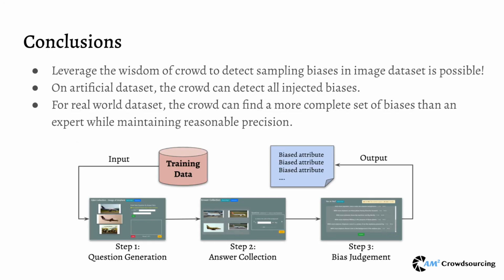In summary, it is possible to leverage the wisdom of crowds to detect sampling biases in image datasets. Through 2 sets of evaluation studies, we found that the crowd can effectively discover a more complete set of biases in real-world datasets using our workflow.